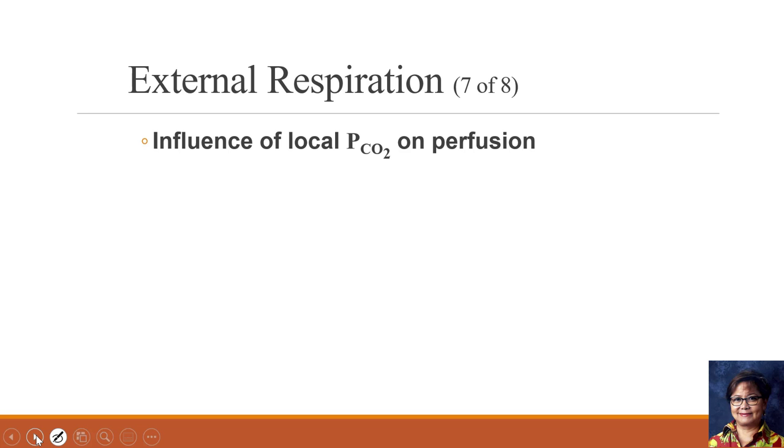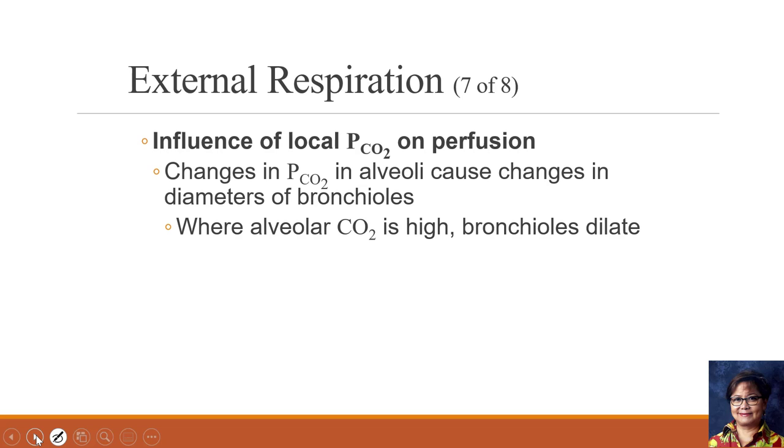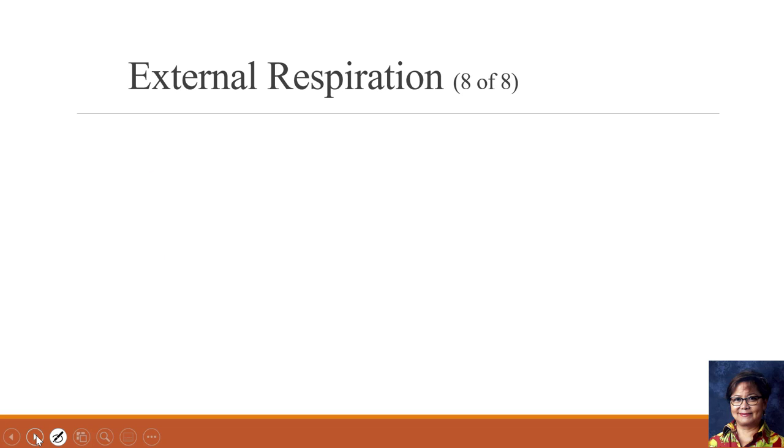Now, carbon dioxide. Let's take a look at the influence of the pressure of carbon dioxide on ventilation. Changes in the carbon dioxide pressure in the alveoli cause changes in the diameters of the bronchioles. Where the alveolar carbon dioxide is high, the bronchioles will dilate. And where the alveolar carbon dioxide is low, the bronchioles will constrict. All right. And this allows the elimination of carbon dioxide more rapidly.